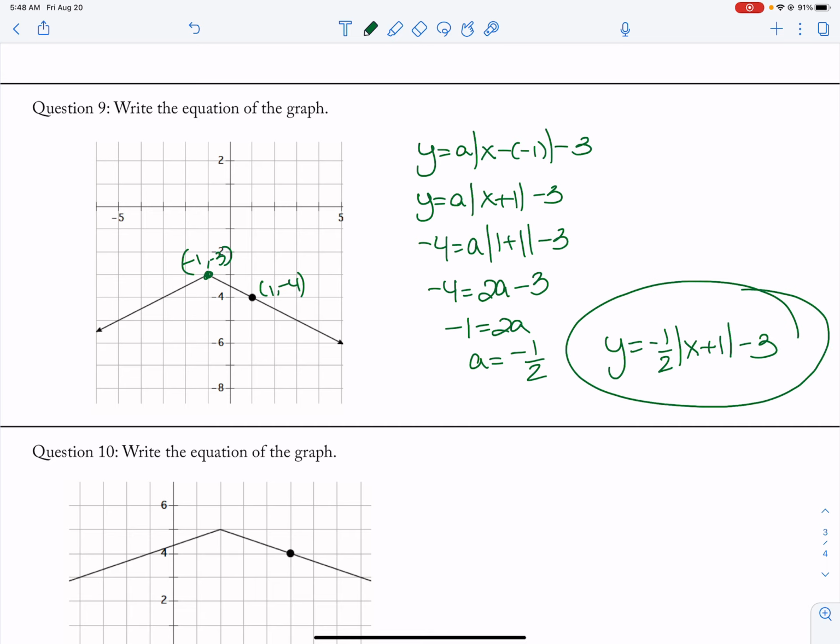Okay, and that gives you all of the odd questions for this particular section.